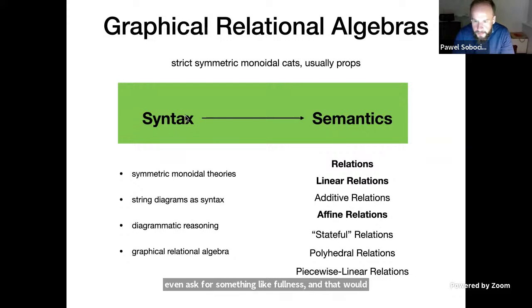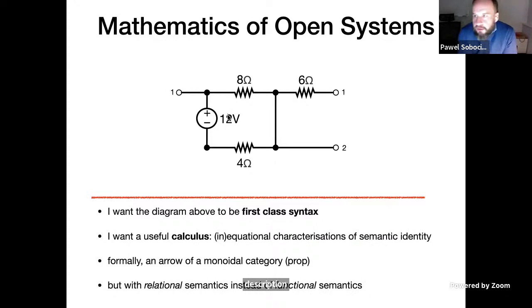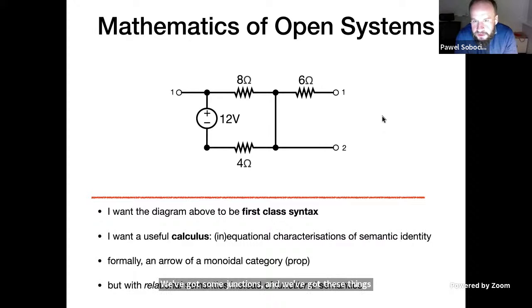So let me just say a little bit about what I mean by mathematics of open systems. If you've ever studied any electrical engineering in your first year course, you might have seen diagrams such as this. So this is a bona fide open system, right? We have some electrical elements here. We've got a battery, we've got 3 resistors, we've got some junctions, and we've got these things called open terminals, right? So the idea is that we want to analyze the circuit in a larger context of perhaps other things.